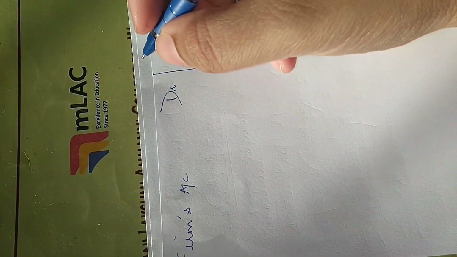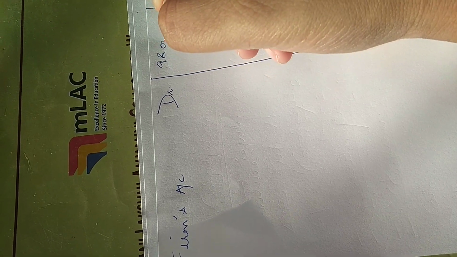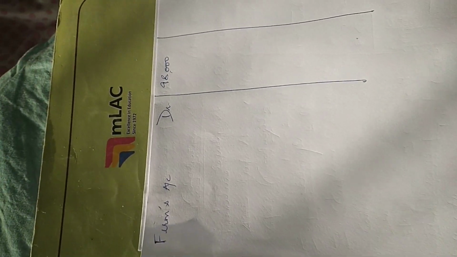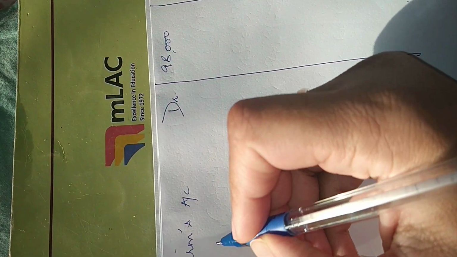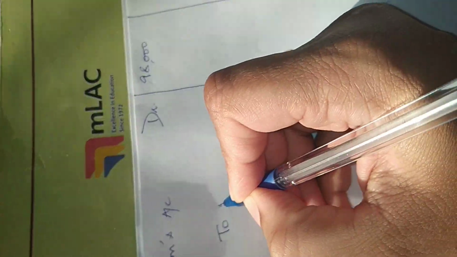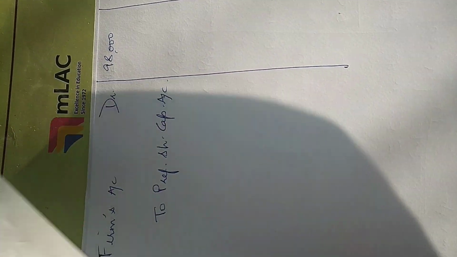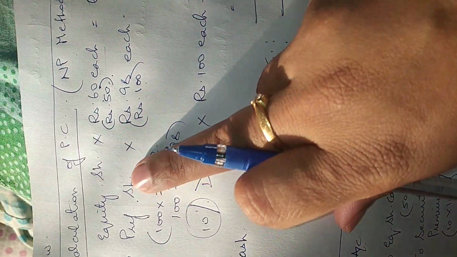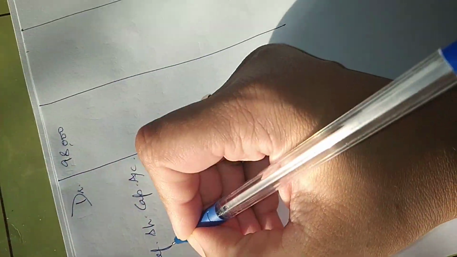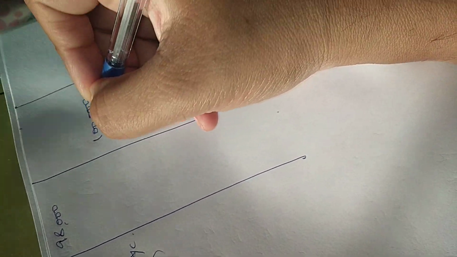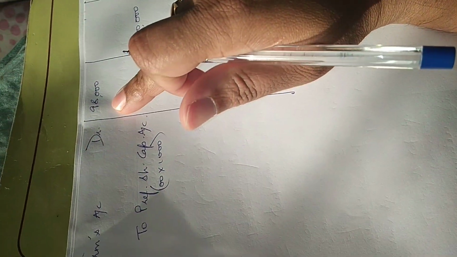How much is the total preference share capital that you have given? 98,000. Now firm's account debited, this is the amount that you have received from the firm, which is equal to 98,000. Now this, leave a line again, to preference share capital amount. This again I told you, you have to take whatever is going to be the actual value of preference shares. The actual value of preference shares is 100 rupees. So 100 into 1000 shares is going to be 1 lakh. But you have issued it at only 98,000.